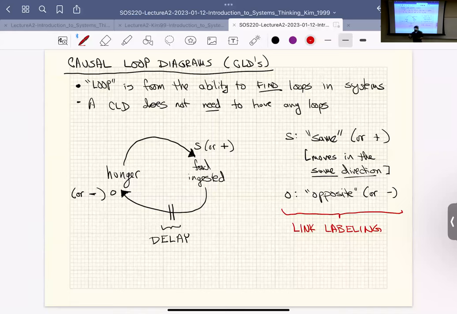And we'll see more examples of these sorts of things as we see these diagrams drawn out. But you want to make sure that your links only have value if they have these labels on top of them.